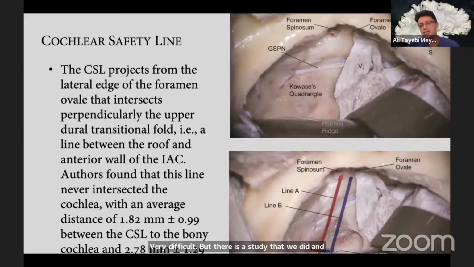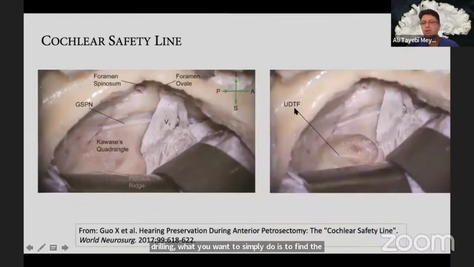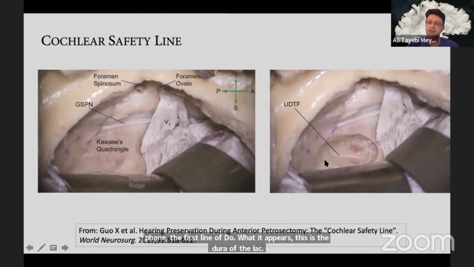The way we describe this is to protect, not to find, the cochlea. You don't want to expose it during surgery. You want to maximize your Kawase's triangle drilling. What you want to do is find the medial petrous ridge and start drilling around that area. What you then find is what we call the upper dural transitional fold. The first line of dura that appears is the dura of the IAC, like an angle between the superior aspect and the lateral aspect of the IAC.